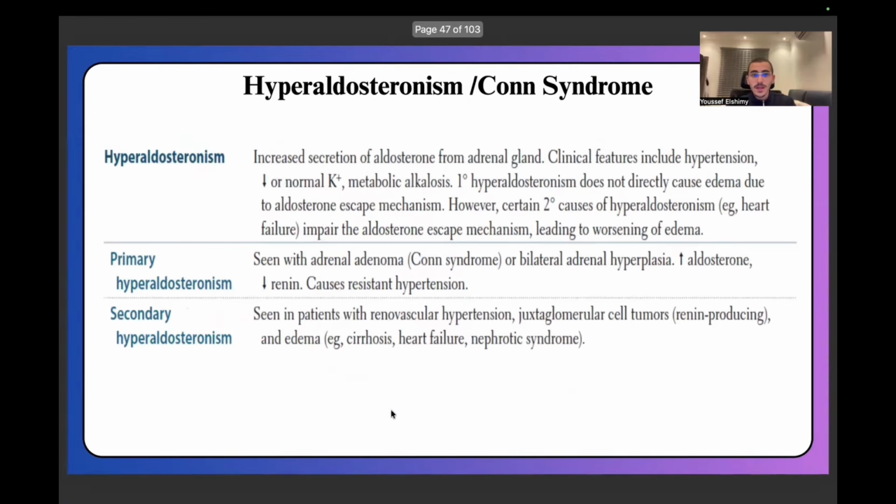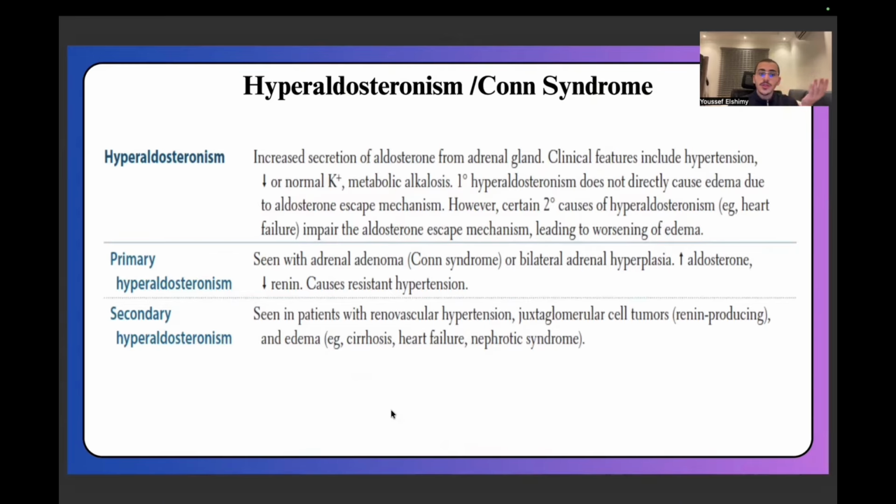Okay. Then we have the opposite: hyperaldosteronism or Conn syndrome. In hyperaldosteronism there's increased production of aldosterone from the adrenal gland. And you know what the signs are? This includes hypertension because of water retention and reabsorption. This would lead to decreased or normal potassium, because with an exaggerated aldosterone effect, this would lead to hypokalemia. This would lead also to metabolic alkalosis.